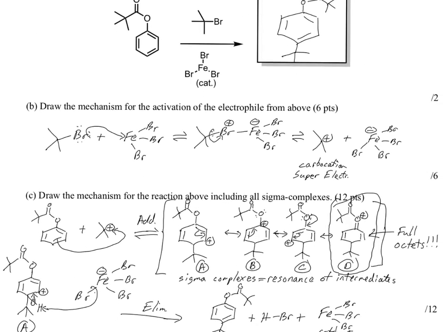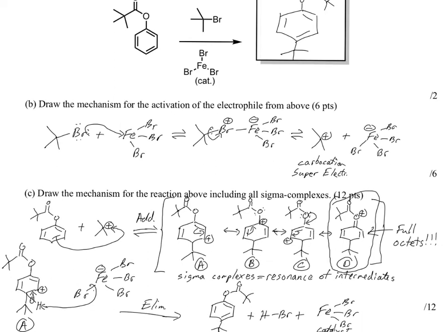Now, draw the back. To do these reactions, you first have to draw how we make the super electrophile. So the first step is the bromine and this FeBr3 reacting. The bromine lone pair is going to react with the iron. It's going to form this complex where the iron has a negative formal charge and the bromine has a plus charge. Then this bond is going to break, and we're going to form a carbocation, which is, of course, a really good electrophile, a really super electrophile, as I like to call them.